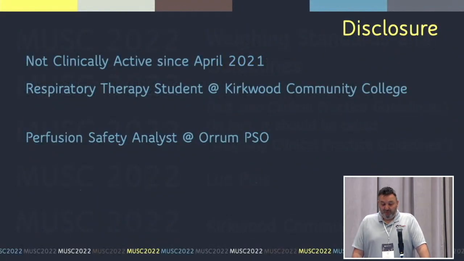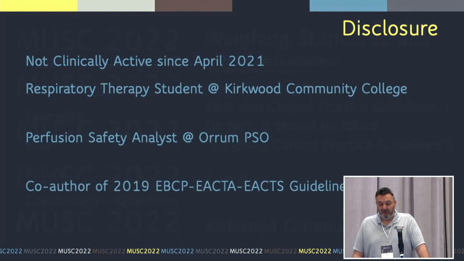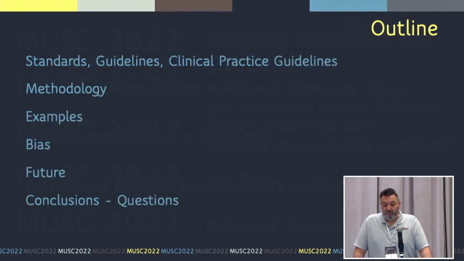I am a respiratory therapy student, and I was a co-author of the 2009 European guidelines on cardiopulmonary bypass, and I'm going to talk about how we did that and what our problems were. So I'm going to talk about standards, what guidelines are, clinical practice guidelines, how they are made, some examples, what biases there are, and how we can make better guidelines in the future.